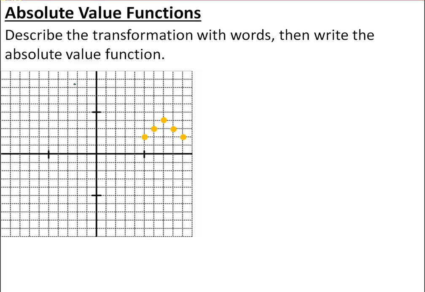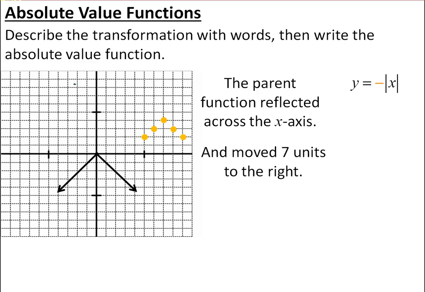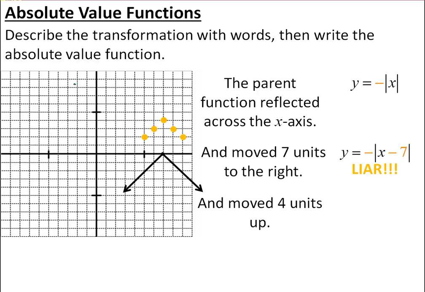And the last one here, we're going to take this one in steps. So notice that the parent function starts going up, whereas my orange dots are going down. So it gets reflected across the x to start with. And so the negative goes in front of the absolute value bars. So let's move it now to the right, 7 units to the right. When it's along the x, remember x is a liar. So I'm going to say x minus 7. And now I need to move the graph up 4 units. And so we can trust that, and so that would be on the outside.